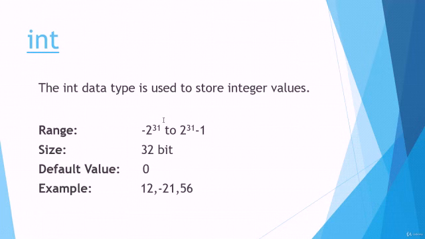The next one is integer. The integer data type is used to store integer values. The range of the integer values is from -2 raised to the power 31 to 2 raised to the power 31 minus 1. The size of the integer data type is 32-bit, and by default when you create a variable of this data type, the default value is 0. For example, 12, -21, 56 are examples of integer values. Integers may be positive or negative.